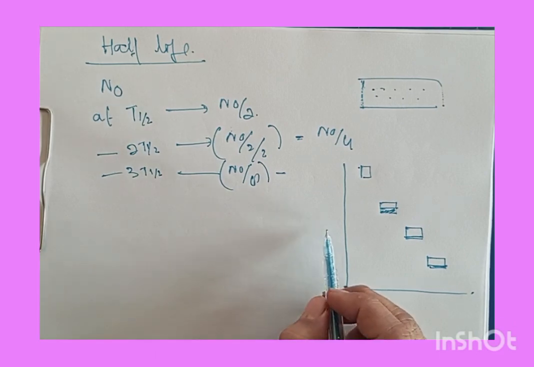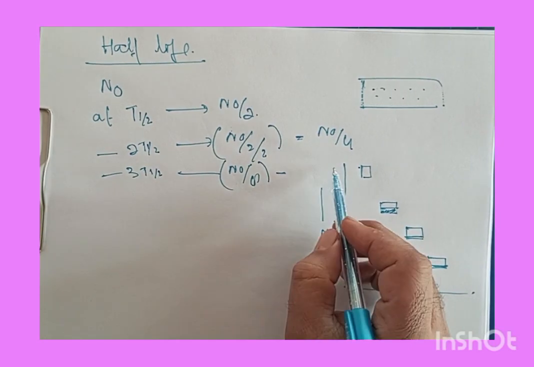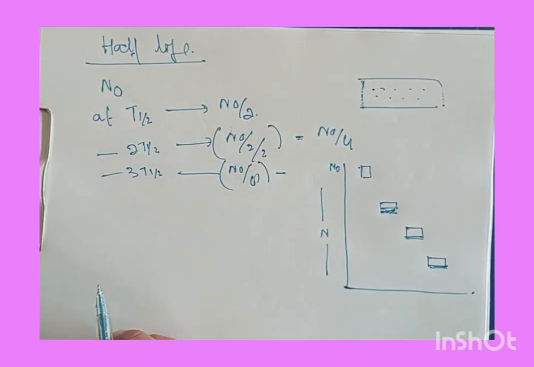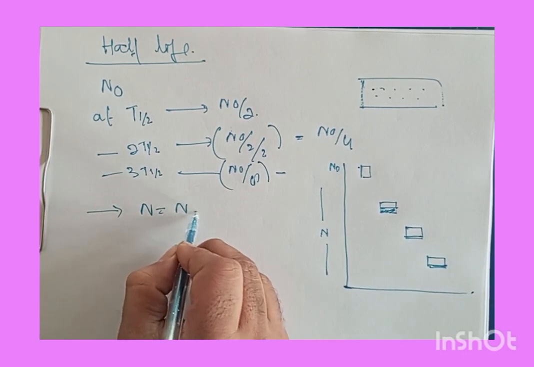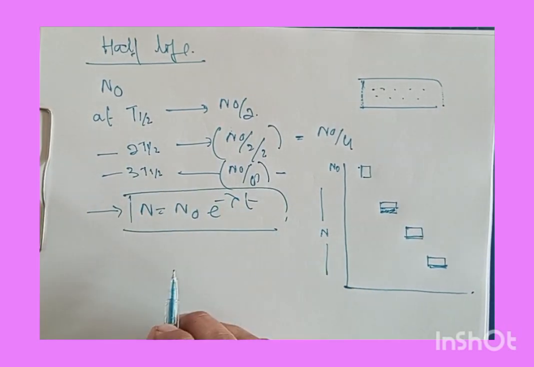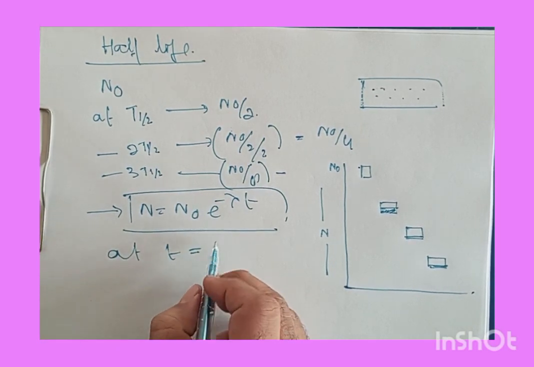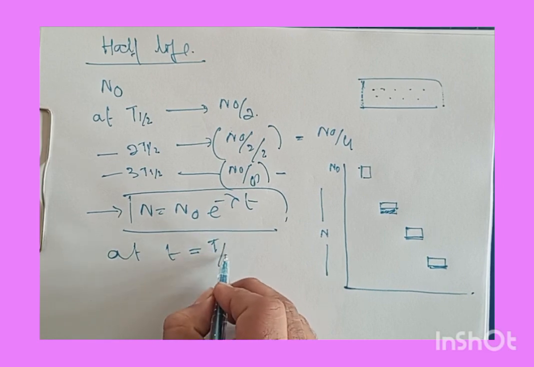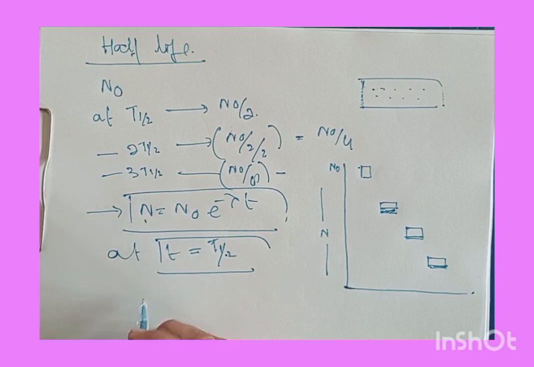So if I assume that this gives me the number N, and N0 is the total number of undecayed nuclei, what we know is that we have a relation: N is equal to N naught e to the power of minus lambda t. Right? So at t equal to t half, what will happen to N? This N will be simply N naught by 2.